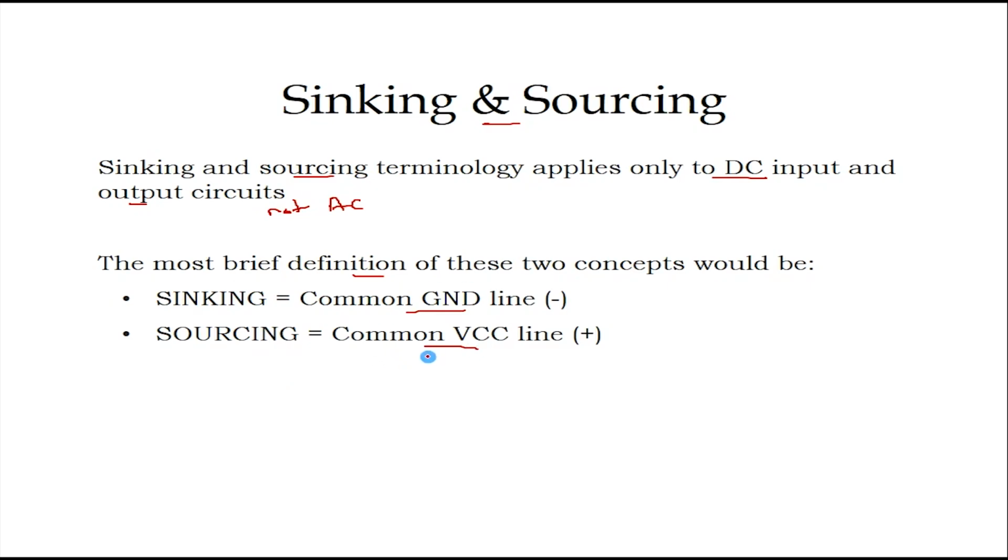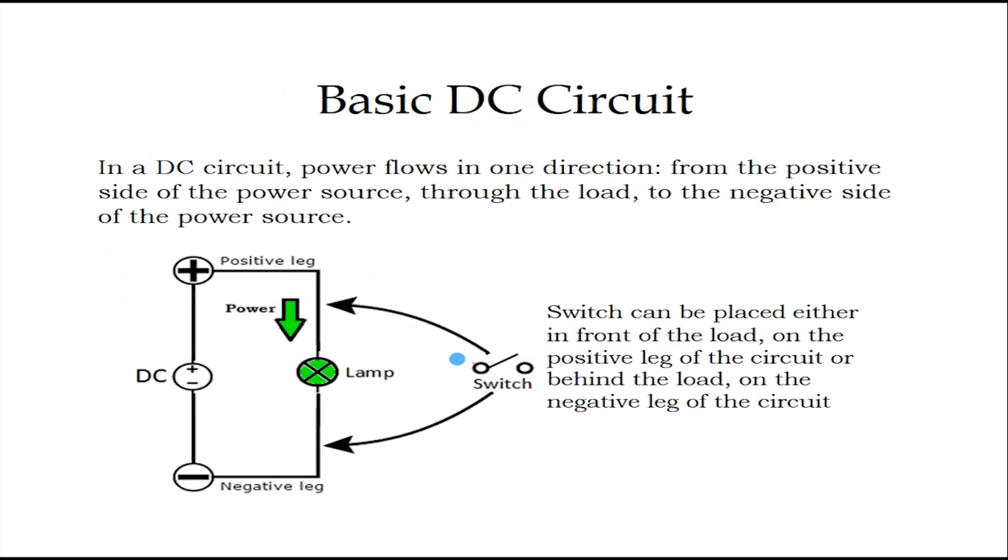Before understanding sinking and sourcing, let's see a simple DC circuit. In this DC circuit, the power will flow in one direction. Here, I consider a lamp directly connected to the power source. In this scenario, the power will start flowing from the positive leg through the load to the negative leg of the power source. And the switch can be placed either in front of the load or behind the load.